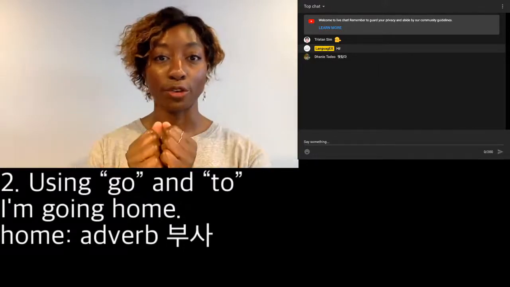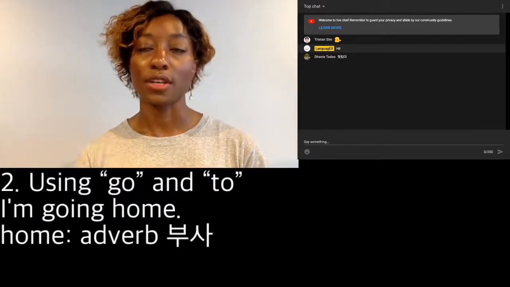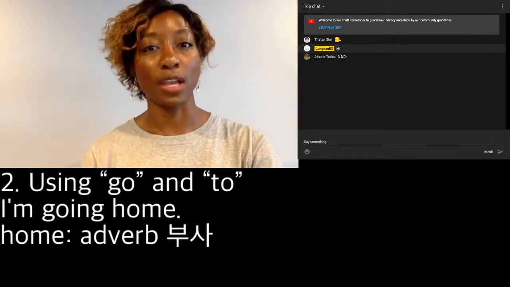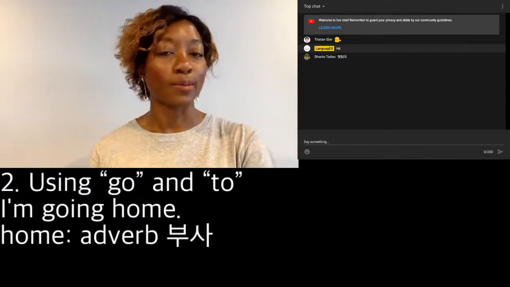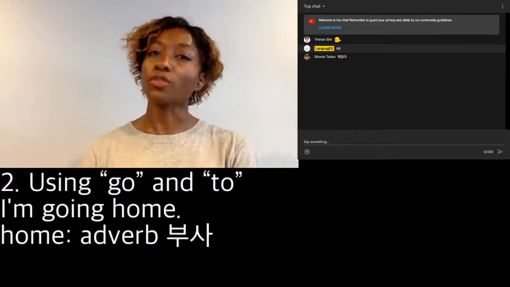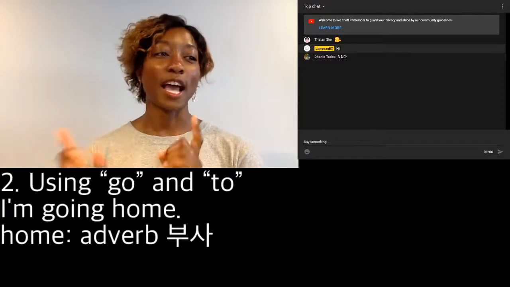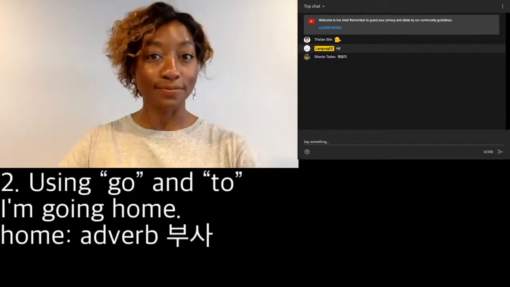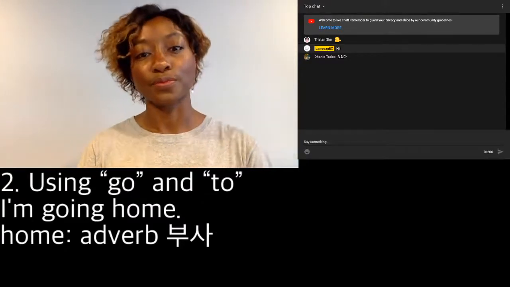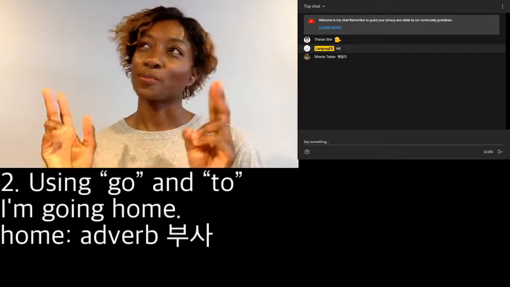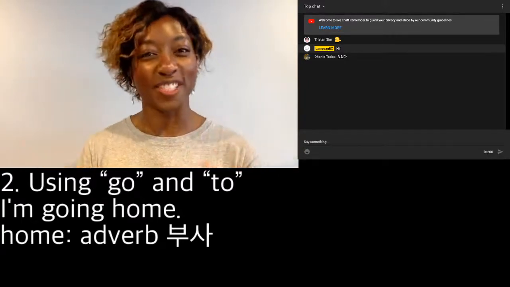Upstairs becomes the adverb. Right? I'm going upstairs. You don't say I'm going to upstairs, right? I'm going upstairs. Or downstairs. I'm going downstairs. You don't say I'm going to downstairs. You say I'm going downstairs, right? Okay, so what else? There are other examples of these kind of irregular adverbs, right?